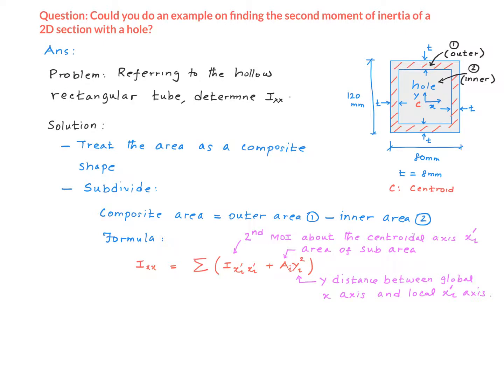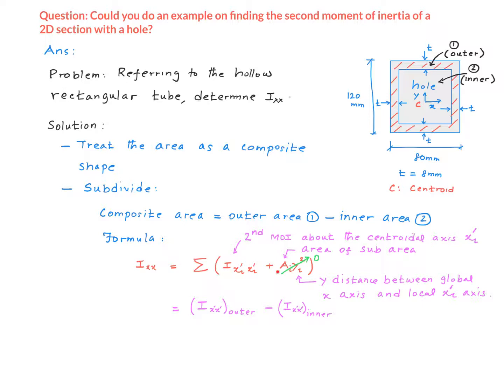If you recall, this is the formula for finding the second moment of inertia of a composite shape. So what are the terms we have on the right side here? The first term here, Ixi'xi', is the second moment of inertia about the centroidal axis xi'. Ai here is the area of the sub-area. Yi is the y distance between the global x-axis and the local xi' axis. In this example, the global x-axis and the local xi' axis coincide with each other for both the outer area and the hole. Therefore, the second term is 0 for both sub-areas.